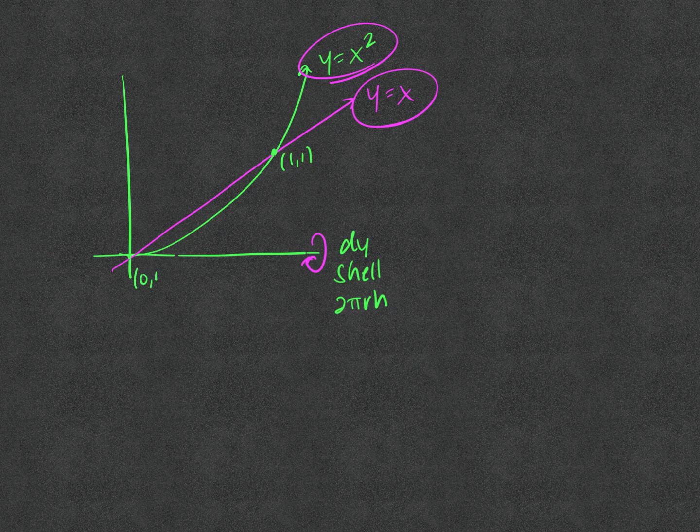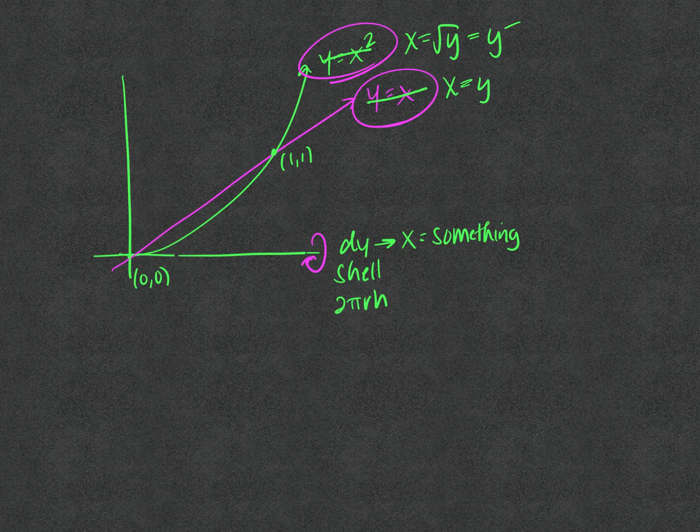So we have the point 1, 1, and 0, 0. All right, so in order to use the dy, that means my equations say x equals something in terms of y, right? So I'm just going to rewrite this to say x equals y, and I'm going to rewrite this to say x equals the square root of y, or y to the 1/2. Both are good. Now, as we did before, I'm going to draw a line perpendicular to my line of rotation. This is my r, and my r is y because we're in terms of y for dy.